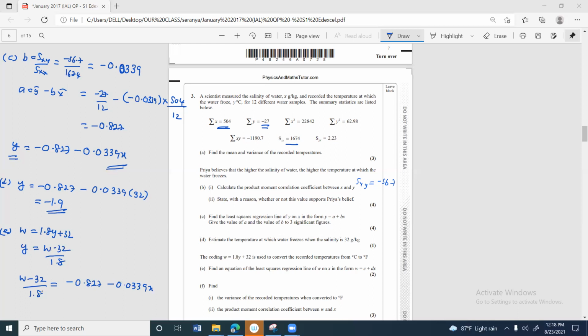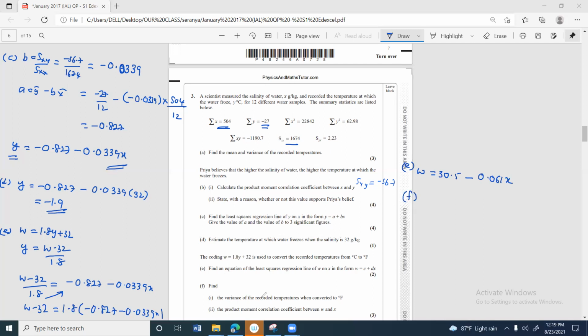After simplification, you can cross multiply with 1.8. W minus 32 equals 1.8 times minus 0.827 minus 0.0339x. After simplification, you get the answer W equals 30.5 minus 0.061x. That's the rest of the part with the E. Then F.